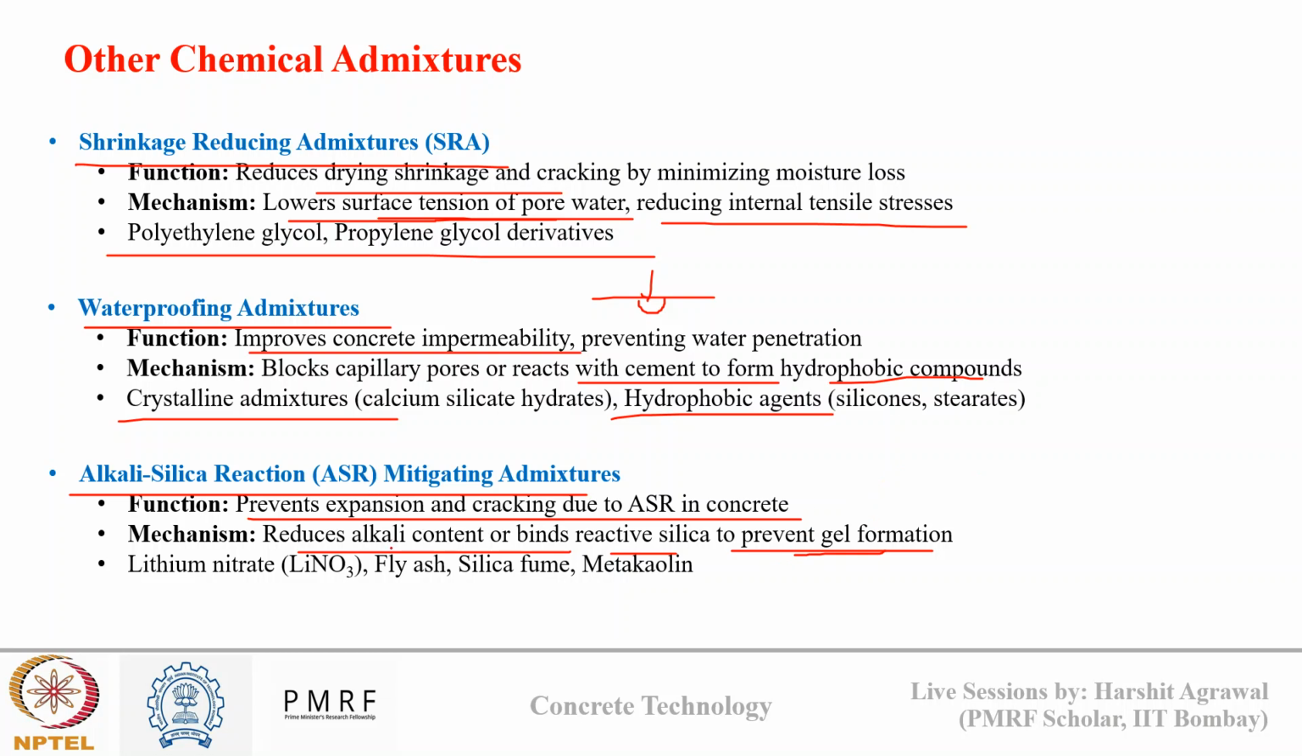So what these admixtures do is reduce the alkali content and bind the silica so that there is no gel formation. Examples are lithium nitrate, fly ash, silica fume, and metakaolin. So these are all alkali silica reaction mitigating admixtures. These three are not very commonly used, but we can still categorize them as chemical admixtures.